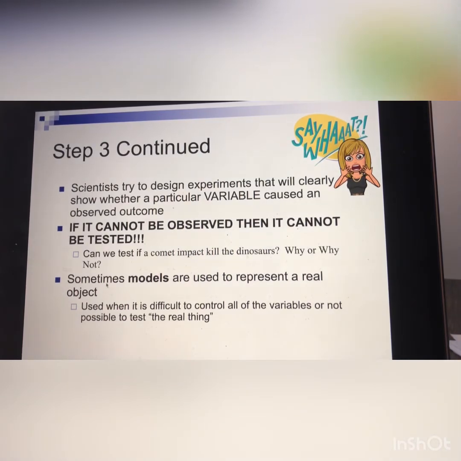The next one is sometimes models are used to represent a real object. We use this when it is difficult to control all of the variables, or if it's not possible to test the real thing. Kind of like how we made a modification to the Is the Sun Hot experiment. We can't actually test the sun, but we can test the rays that come off of the sun and the heat that emits off the sun to make that determination.